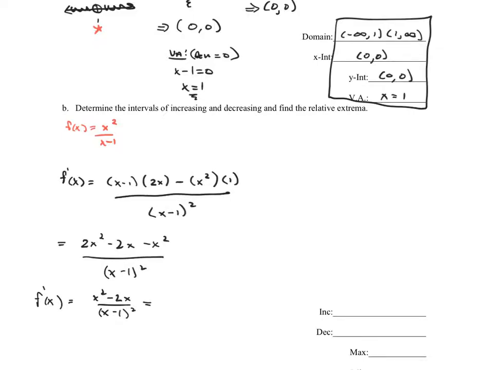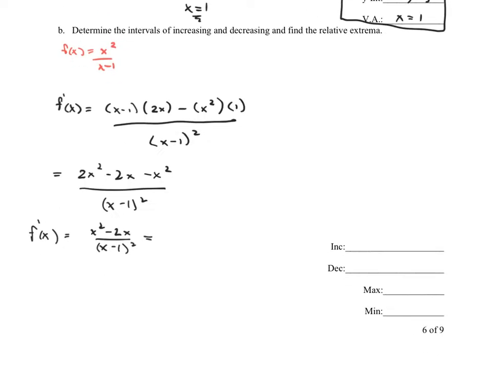I'm even going to go one step further. I'm going to factor to see if it could cancel at all. I know it can't, but I can see that in the numerator an x is in common. And remember, the factored form is the easiest form to use when you are going to do a sign chart. So x times x minus 2, if I factor out the x, all over x minus 1 squared. All right, this is our derivative, the simplified form of the derivative, and we even have the factored form of the derivative.